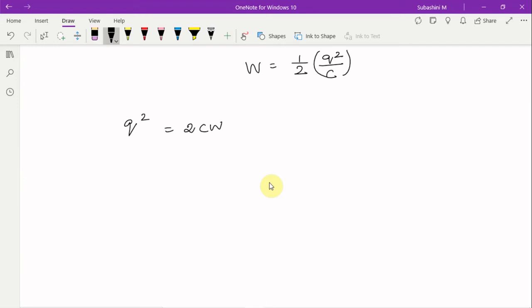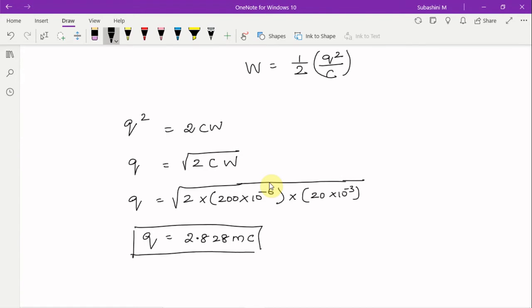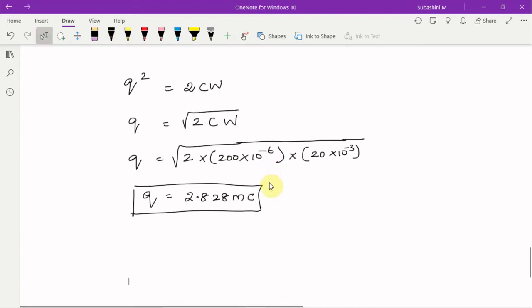We have to find out the charge, right? So I am getting an expression from here. Q is equal to root of 2CW. So Q is equal to root of 2 into the capacitance value given, which is 200 microfarad, so 200 into 10 to the power minus 6, and the energy stored in the capacitor is given as 20 millijoules, therefore 20 into 10 to the power minus 3. So by solving this, we will be getting 2.828 millicoulomb. This is the amount of charge that will be stored in that capacitor for the given energy.